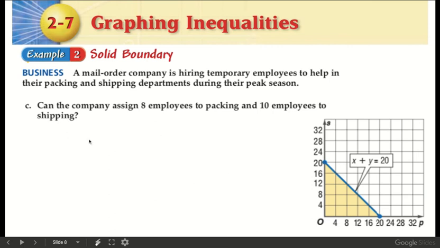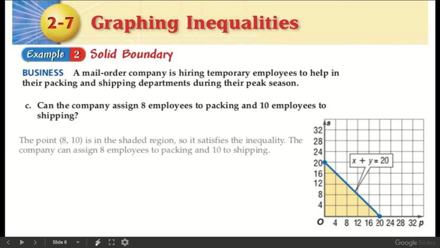It says, can the company assign 8 employees to packing and 10 employees to shipping? Well, 8 employees to packing would be here, 10 employees to shipping would be here. That would be a point located in the shaded region, which I know would be true. You could also test it out: plug 8 and 10 in for P and S respectively into the inequality, and it's going to give you a true statement.